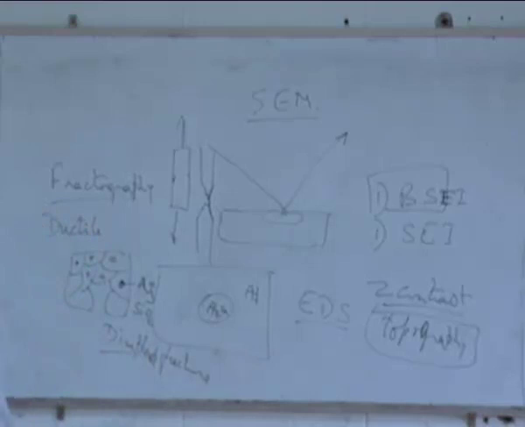Or is it a sulfide? Is it a manganese sulfide? Is it an iron sulfide? All those things can be found out by doing that. This is what is called dimpled fracture.